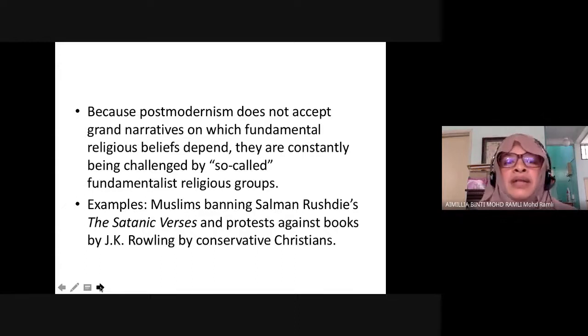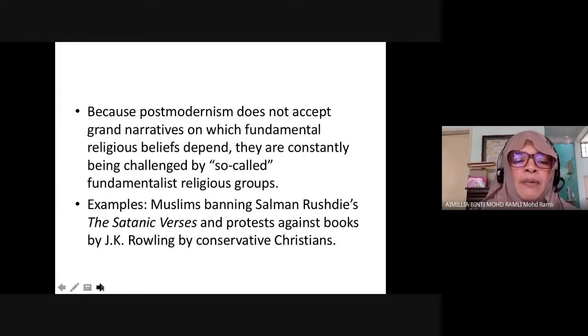Christians also protest against J.K. Rowling, because J.K. Rowling wrote in Harry Potter about a world that is full of wizards, and they do not follow any particular religion. They have their own way of living and so on. So conservative Christians felt that this was going against the idea of Christianity, so they protested against the book.